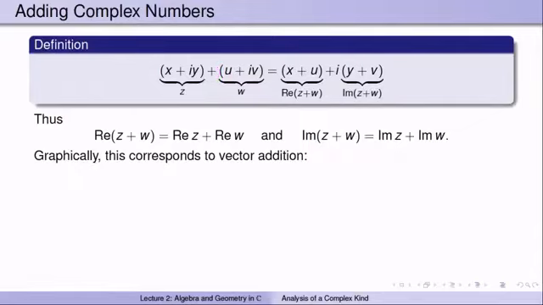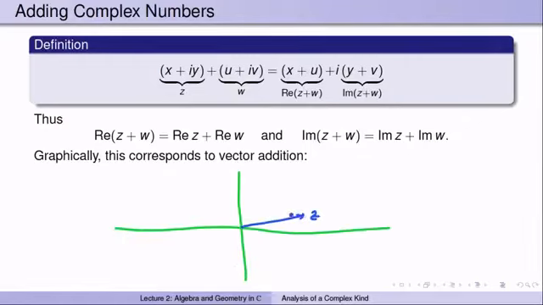Graphically, the addition of two complex numbers could be represented as a vector addition. So let's go back to our coordinate system. Suppose we have a vector z right here. I'll draw it as a vector, even though it's really in the complex plane. And suppose we have a second vector w, which would be right here. So that's u plus iv.